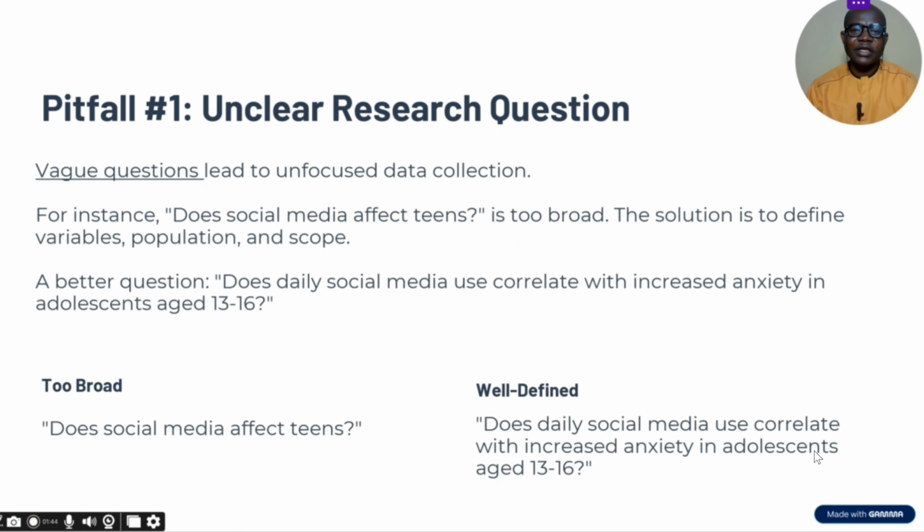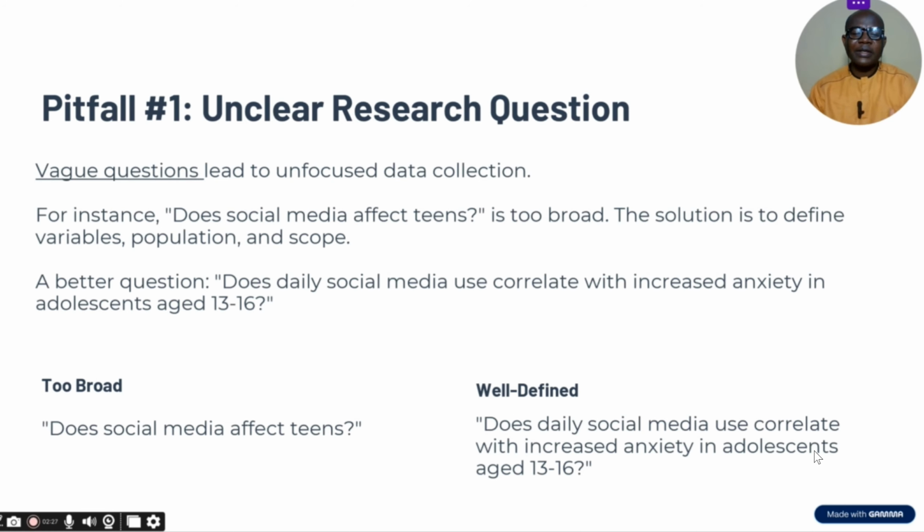The first one is unclear research question. Vague research questions will derail the entire research quest. It will lead to unfocused data collection because there's no clarity as to the research question itself. For instance, as we have on the slide, if we have a research question such as, does social media affect things? This is an example of a vague research question because, number one, it is too broad, and it's not specific, it's not definite.